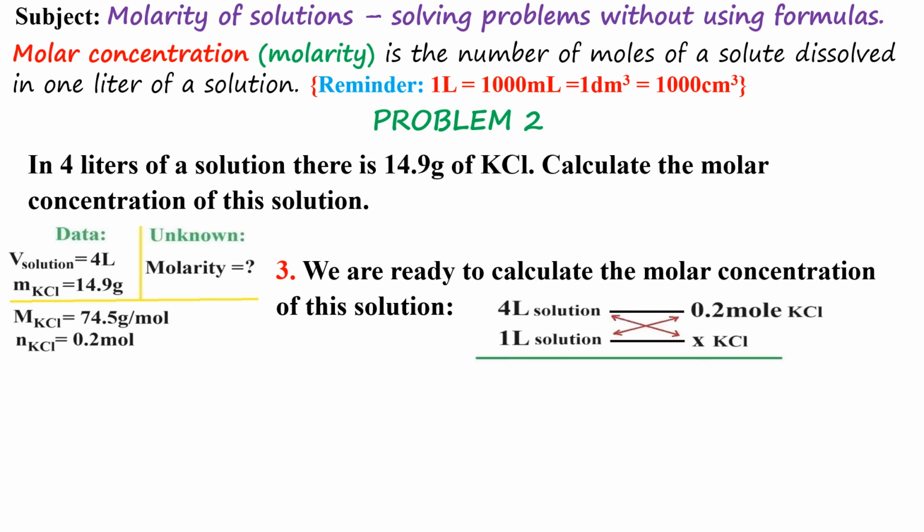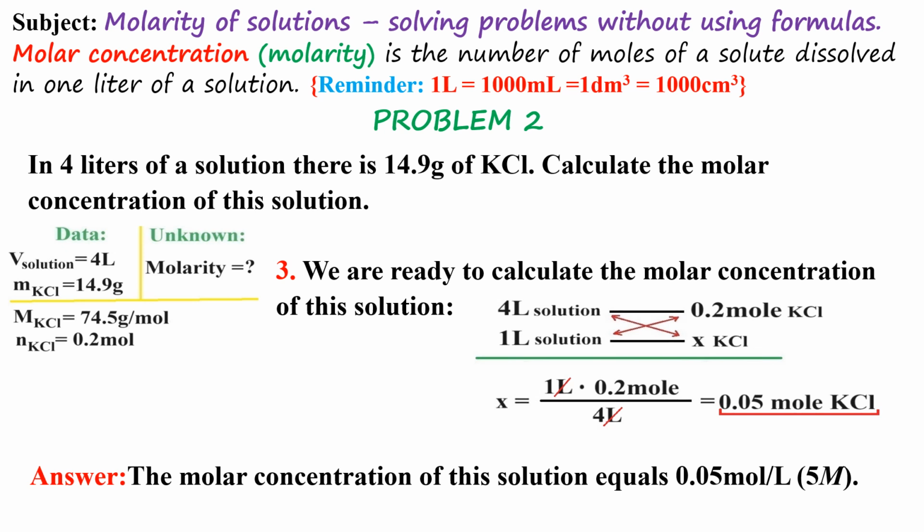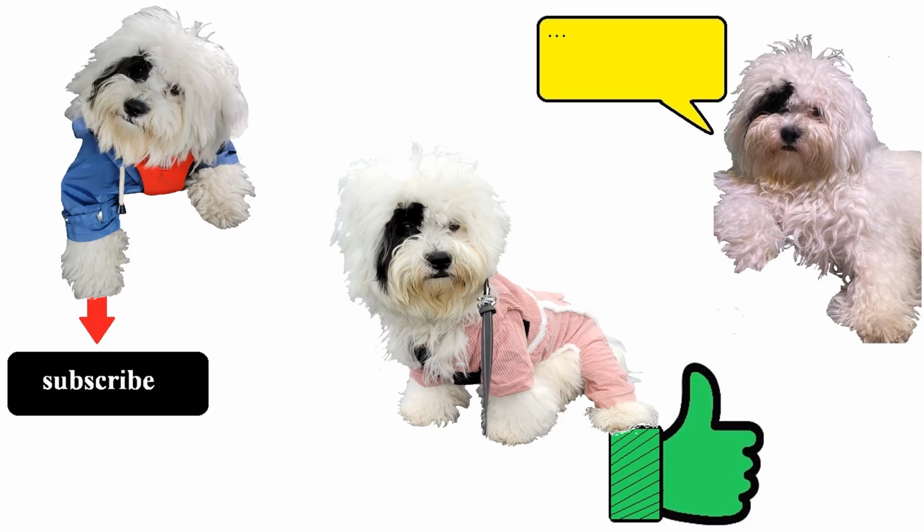In 4 liters of solution, there is 0.2 moles of potassium chloride. So 1 liter of solution contains X moles of potassium chloride. You can see that the liters cancel out here and we get the result in moles. So X equals 0.05 mole of potassium chloride. Therefore, we already had the answer to our problem. The molar concentration, molarity of this solution equals 0.05 mole per liter.